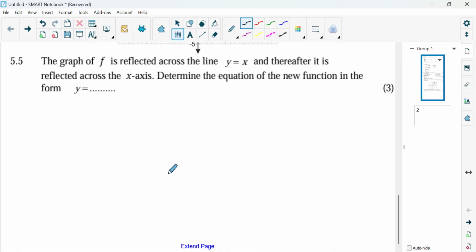So this one here, it's a chain. What is the first thing that we have to do? We start with f of x. We're transforming f of x, which is given as root x. That's f of x.